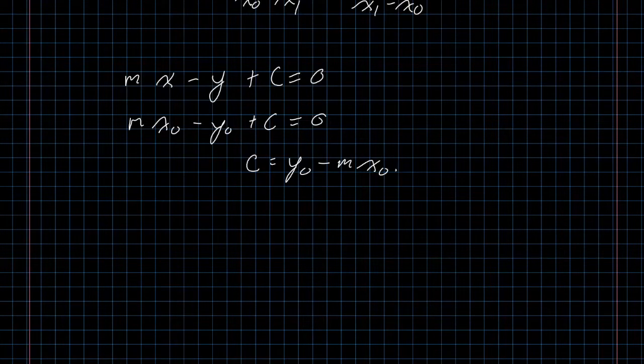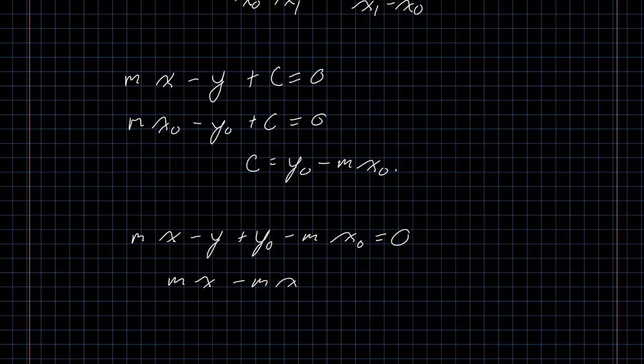And with that, we now have that m times x minus y plus y naught minus m times x naught is equal to 0. We can rearrange this a little bit. m times x minus m times x naught is equal to y minus y naught, or y minus y naught is equal to m times (x minus x naught).